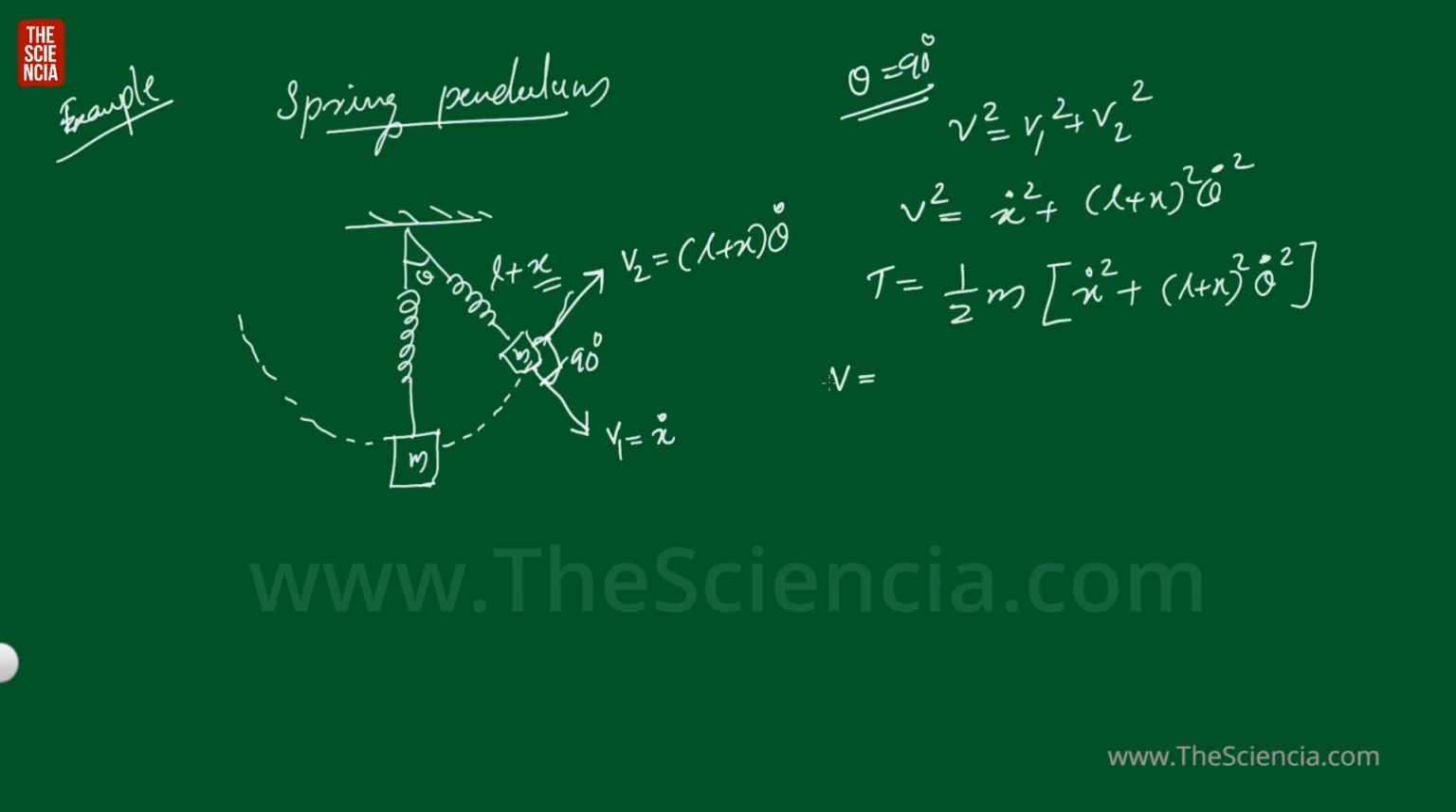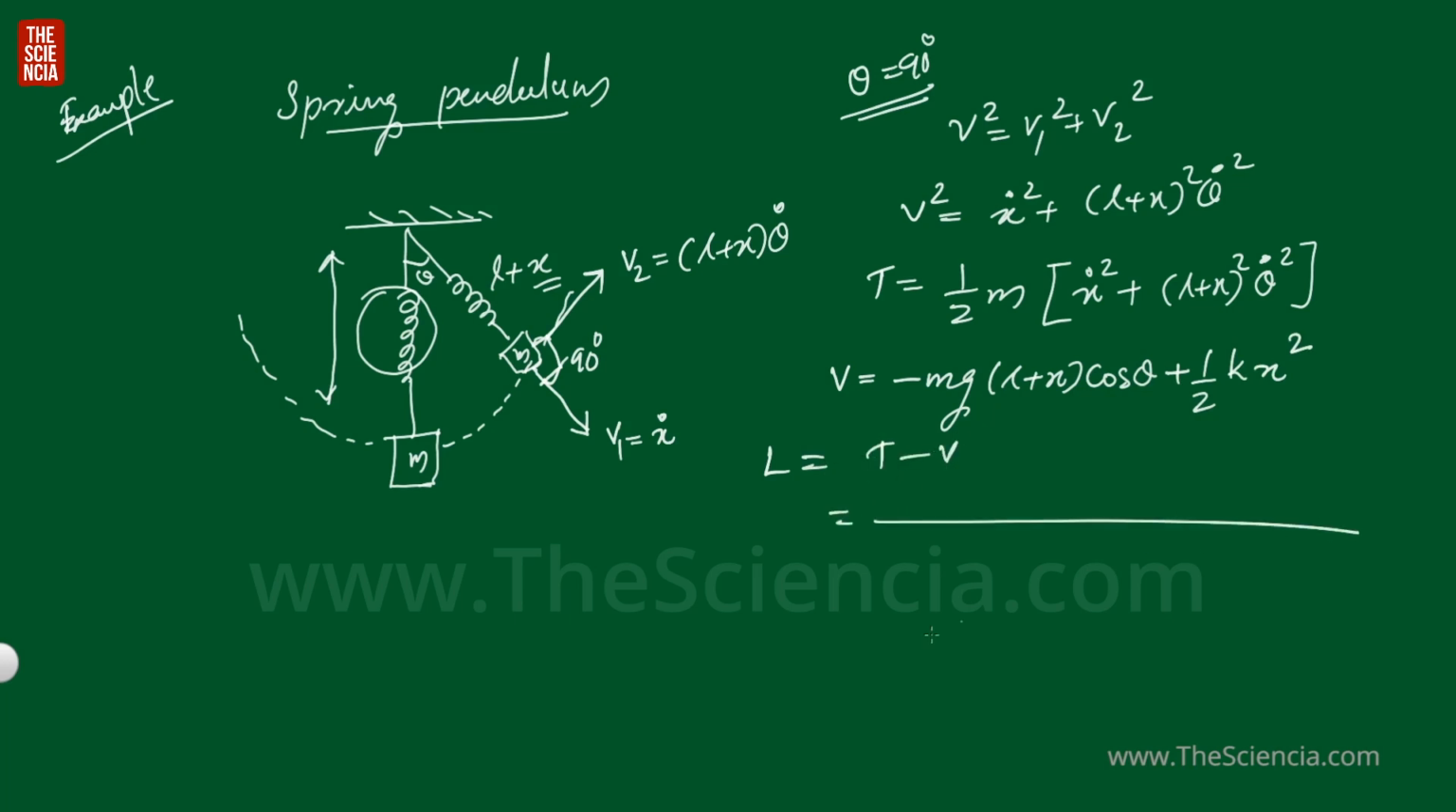Here the potential energy is due to the spring and due to gravitation. So the potential energy due to gravity, we will get minus mg L plus x cos theta. And due to the elongation or contraction of the spring, we get a potential energy that will be equal to half k x square. So you can write the Lagrangian, that is T minus V, and write it here.